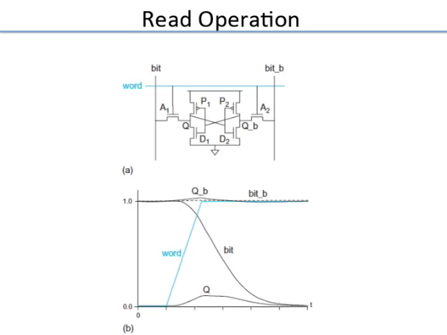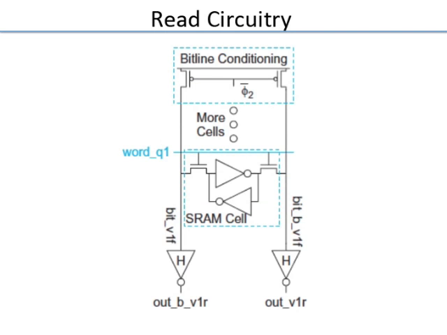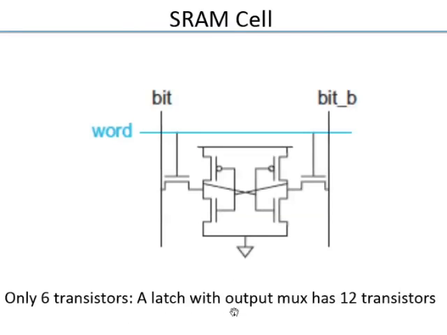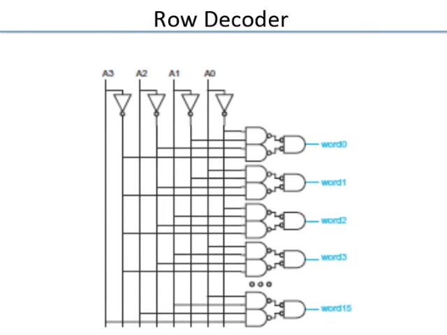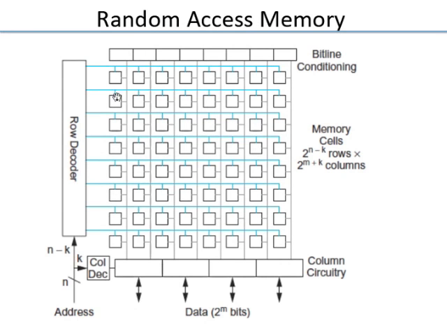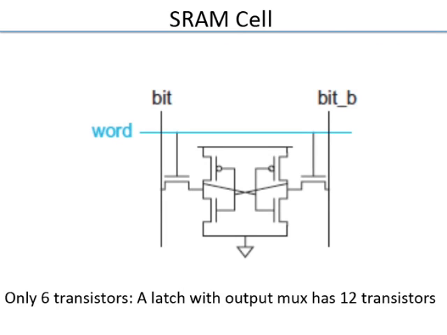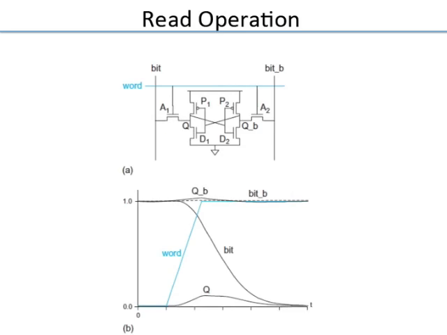Exactly. So let's come back and look at the read circuitry. You have these memory cells, so you have a column out here. Let's go back and look at the array. In this array, only one line is shown, but really, you have a pair of bit lines. Each cell has a pair of bit lines like this.